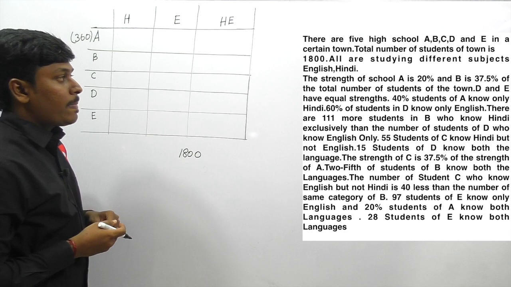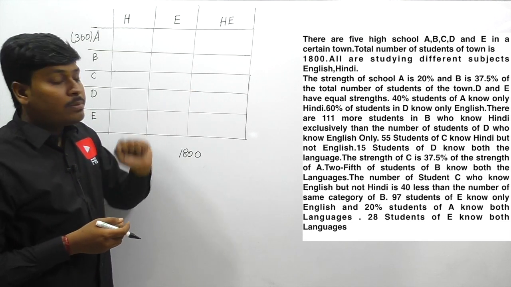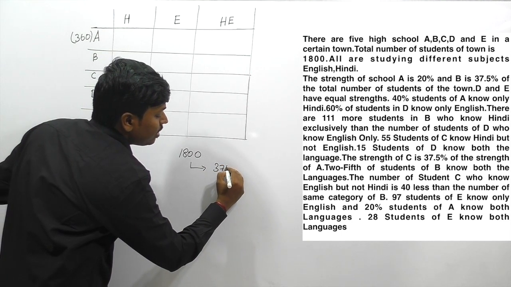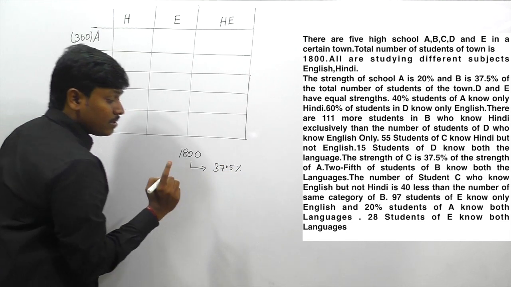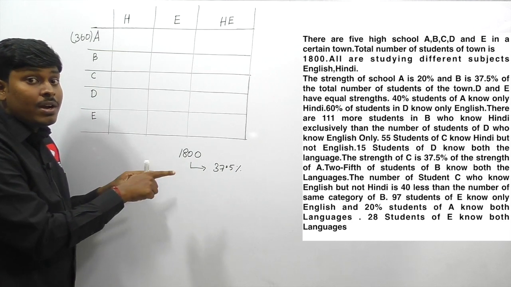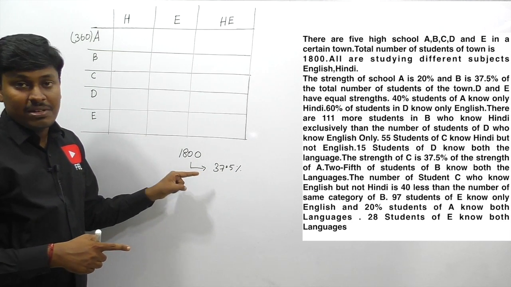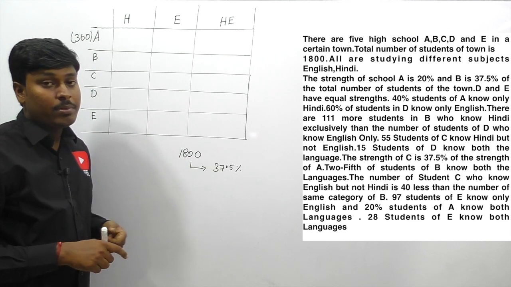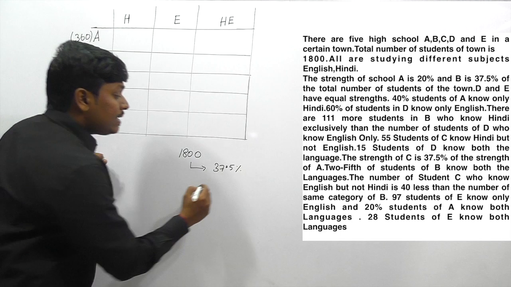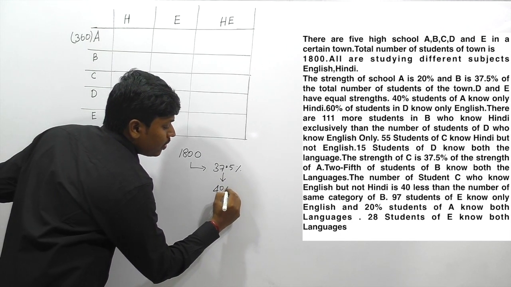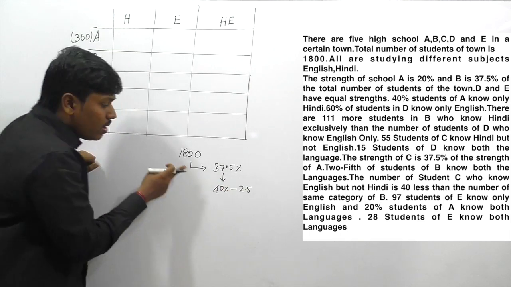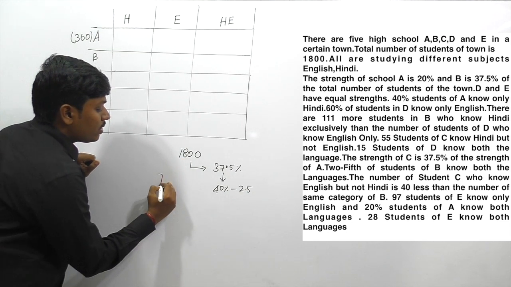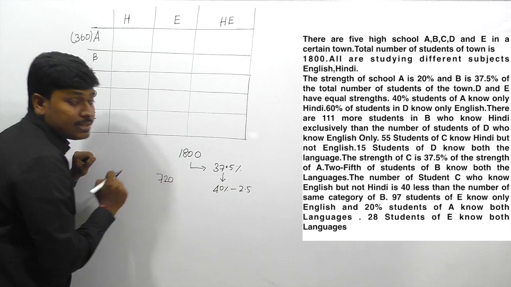Okay friends, second point, and we know that B is 37.5%. So out of this 1800, we need to find what is 37.5%. Friends, you should not take more than 30 seconds to calculate this value. You should take only 5 or 10 seconds to calculate 37.5%. So 37.5% can be written as 40% minus 2.5%. What about 10%? 10% will be 180. 180 into 4 is 720. So I can say that 40% is 720.